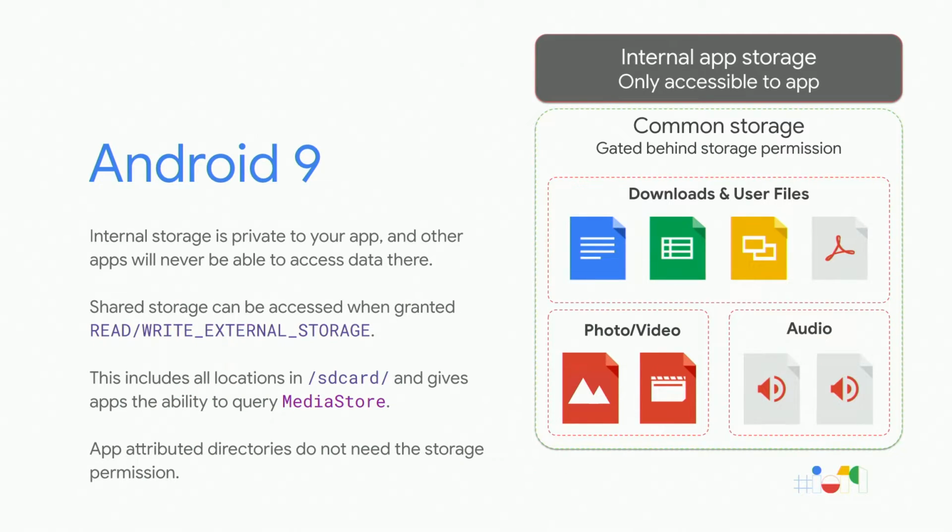Now, let's dive down into what the storage situation is like currently on Android Pie. On one hand, we have internal storage, which is private to your app, meaning other apps will never be able to access data there. Internal storage is thus a good place for internal app data that the user doesn't need to directly access. And on the other hand, we have shared storage that we just talked about.